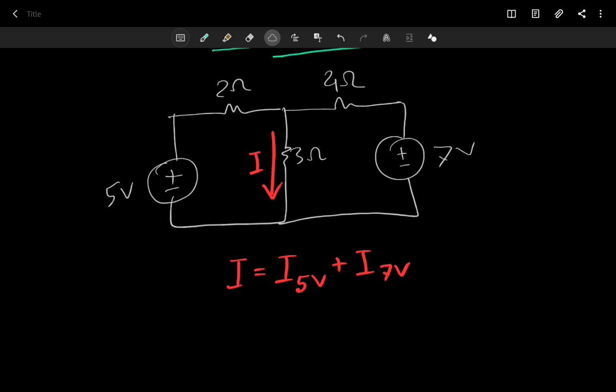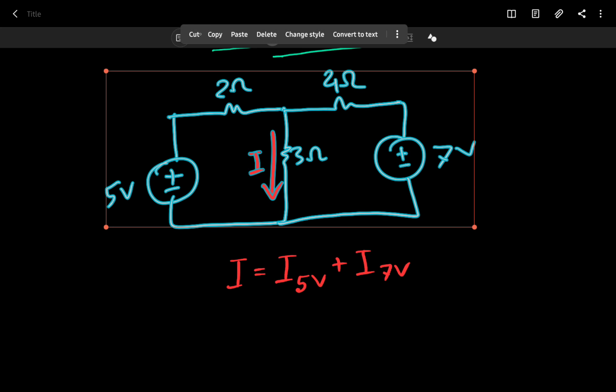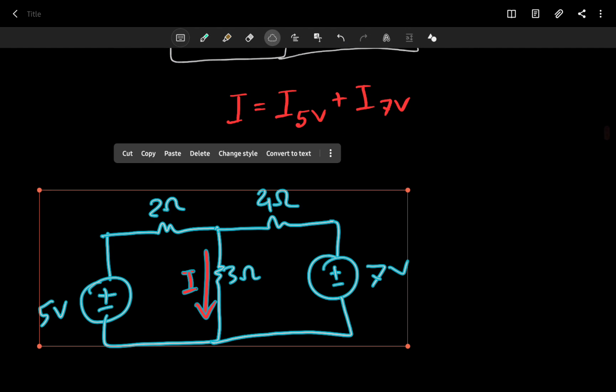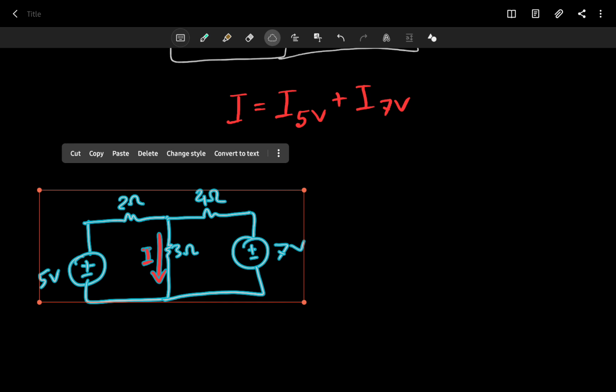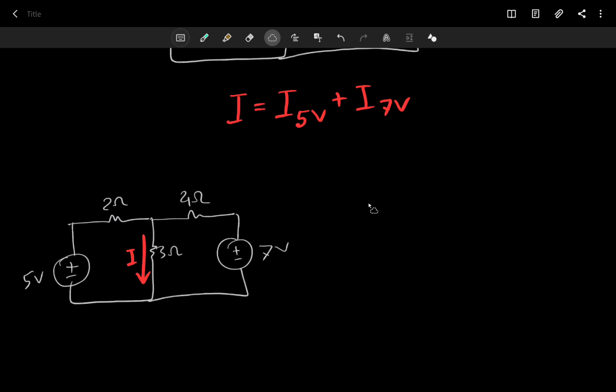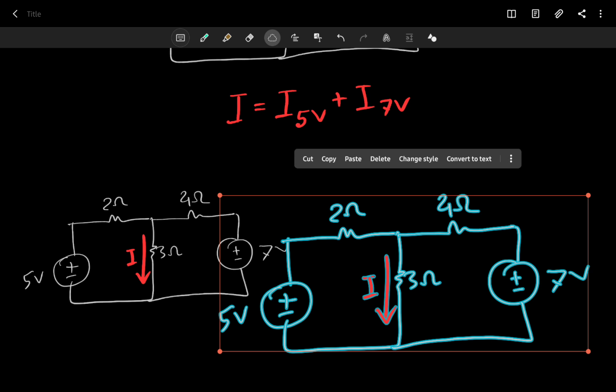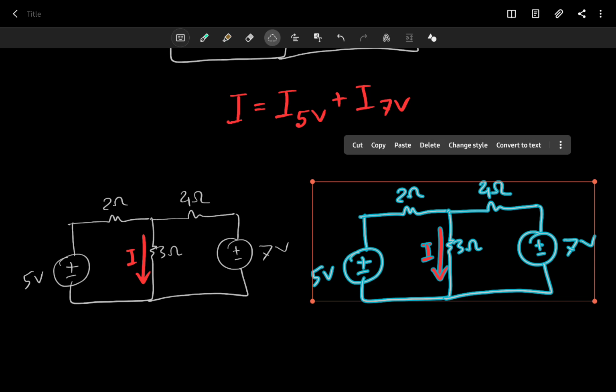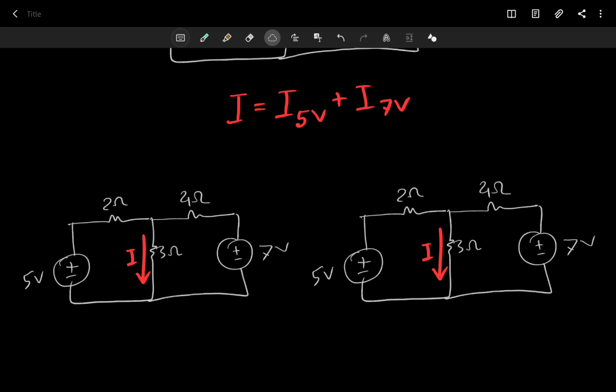Let me copy the whole thing. You paste it here, and let me paste it another time here. Okay, so I have pasted the same exact thing twice. Let me create a separation line between them.